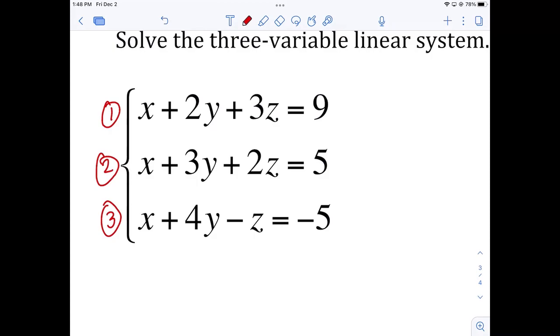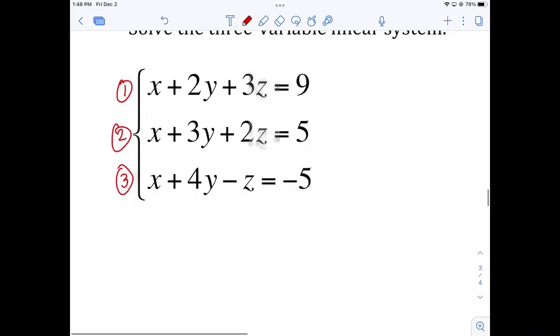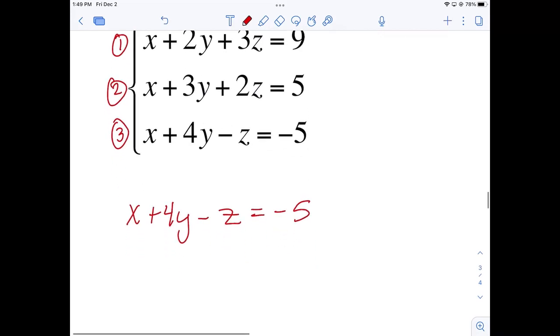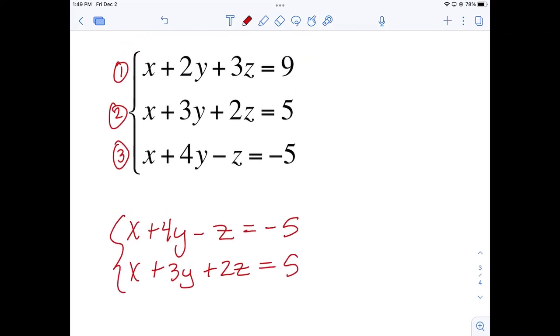All right. I'll choose one of the equations. Okay, I'm going to choose equation 3, which is x plus 4y minus z equals negative 5. And then you tell me which other one we want to use. 2, okay? So if I'm going to use 2, 2 is x plus 3y plus 2z equals 5. All right, so if you want to write it up above there, this is equation 2 and equation 3.